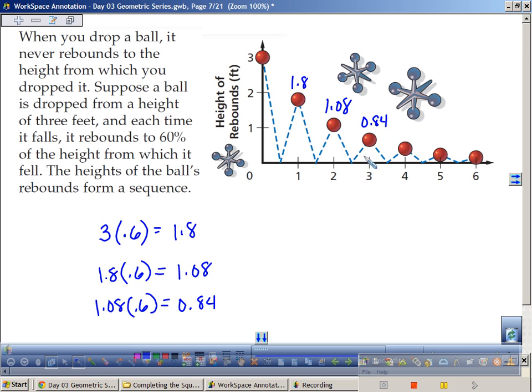Okay, what do you notice? It's not a constant rate, right? No. It's a rate of 0.6. It's decreasing, it's decaying. Excellent. What kind of graph is it? Exponential decay. Ding, ding, ding. Right? It's an exponential graph.